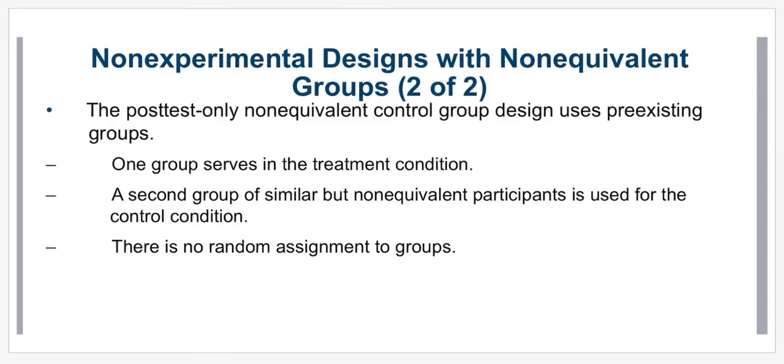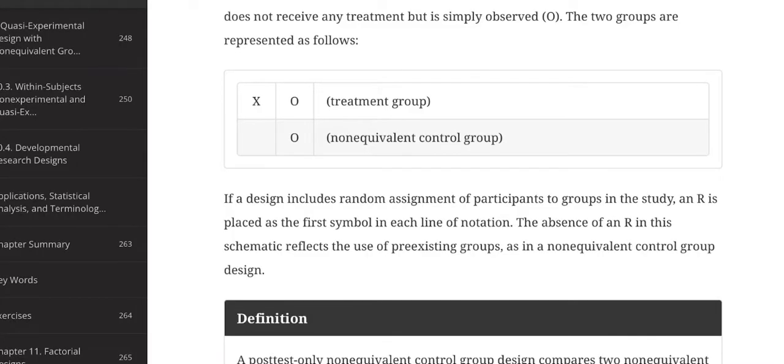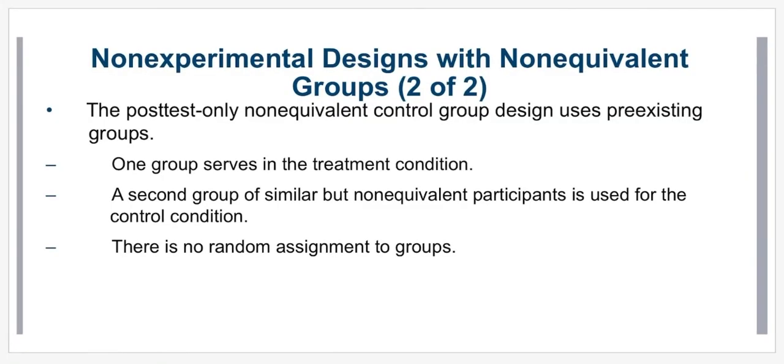Oh, and also this says here at the bottom that if there is an uppercase R symbol in here, then that would symbolize that they were randomly assigned. And so that would let you know that it's an actual experimental design. If there's no R, like here, there's no R, that means they were not randomly assigned. So it was a pre-existing treatment group. And again, that non-equivalent control group also tells you that it is not an experiment, that it is non-experimental.